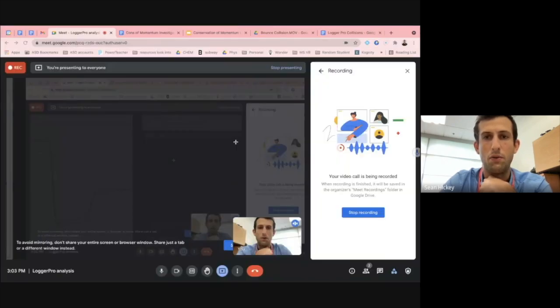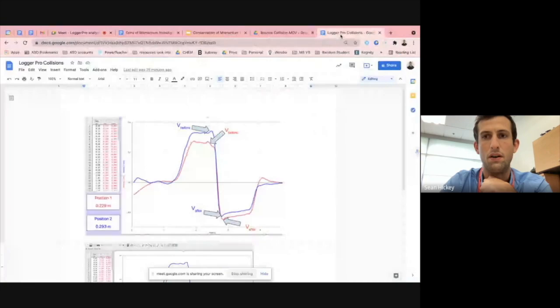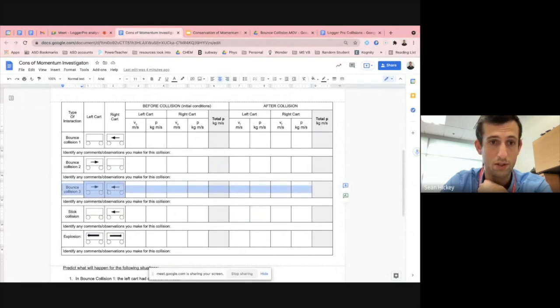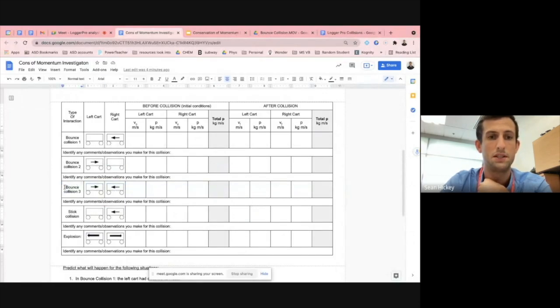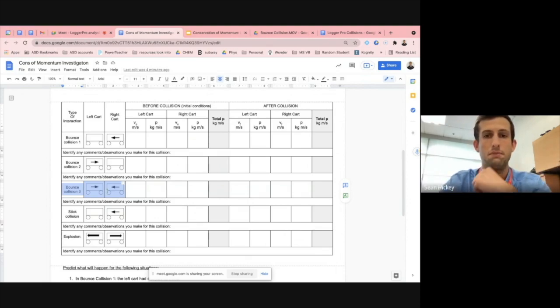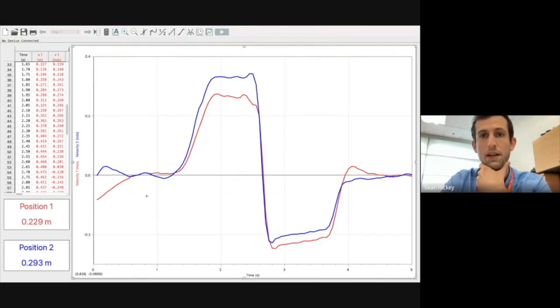Just a quick note that this is specifically for this bounce collision. So your data will not always look identical, but if you look at this diagram here, you can see that this was a bounce collision where I have the cart on the left and right both moving towards each other, like a head-on collision. So from this Logger Pro data, I can get velocities before and after impact.